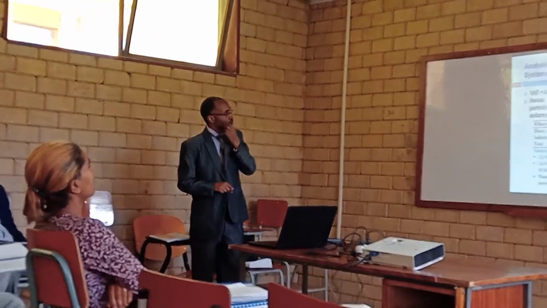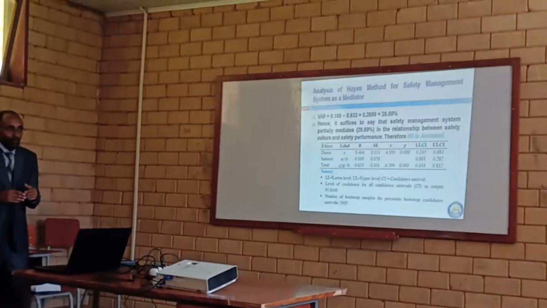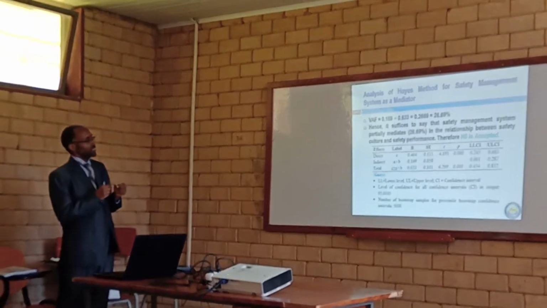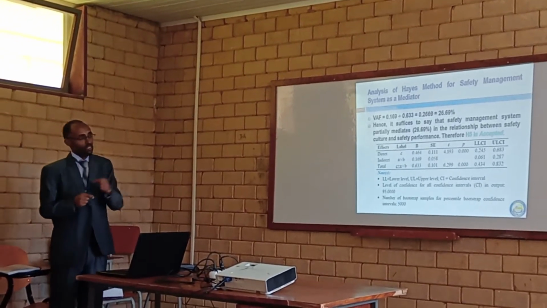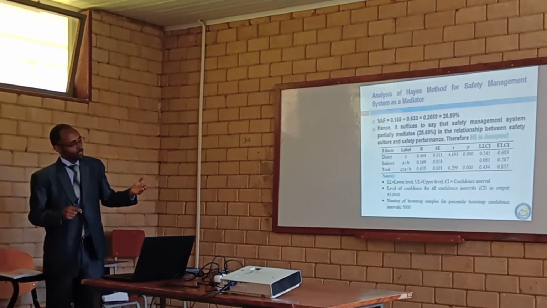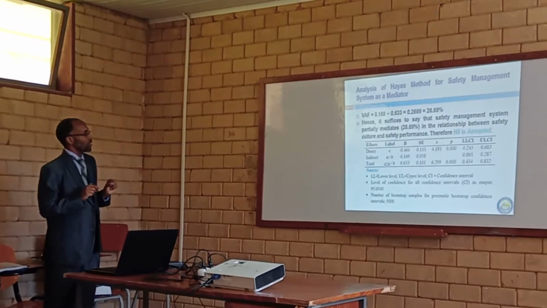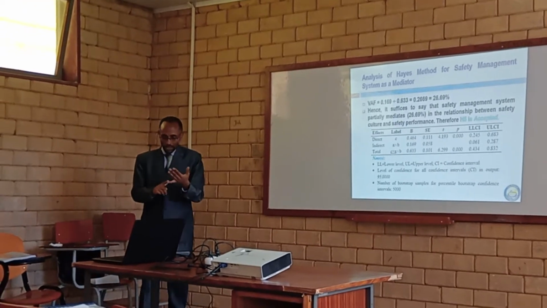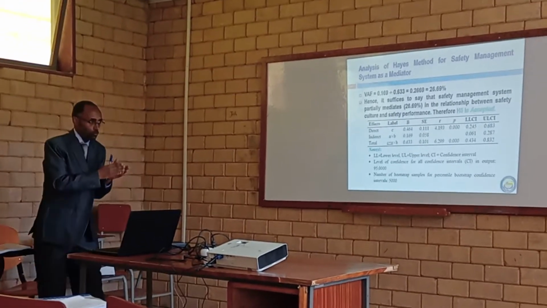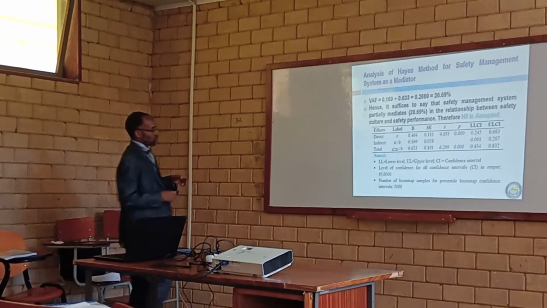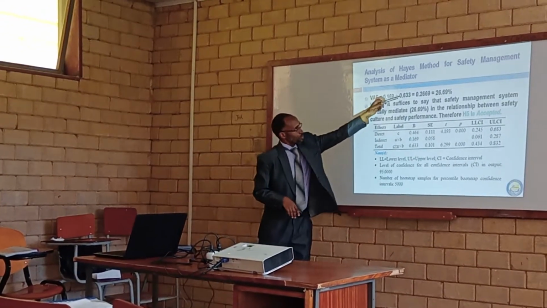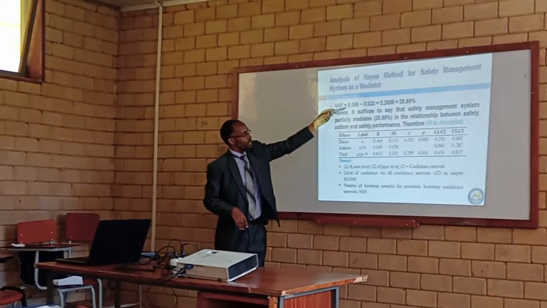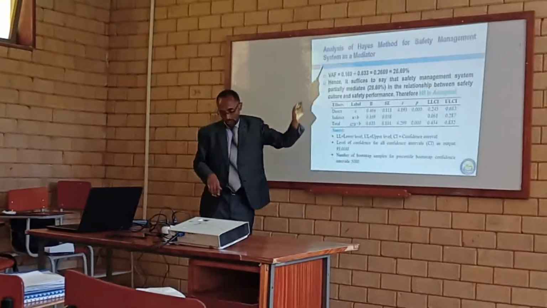Coming to mediation, one of my hypotheses was that SMS mediates the relationship between safety culture and safety performance. So I used the Hayes PROCESS macro, particularly model 4. Here, variance accounted for is calculated based on the indirect effect divided by the total effect. Total effect means direct effect plus indirect effect. So we have the total effect and we have the indirect effect. When we divide the indirect effect by the total effect, we have the variance accounted for.